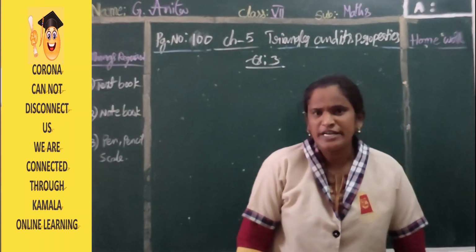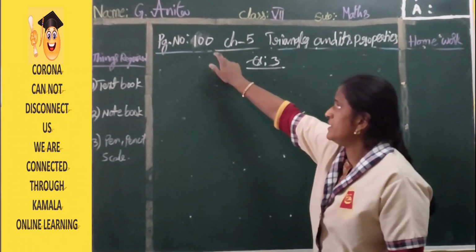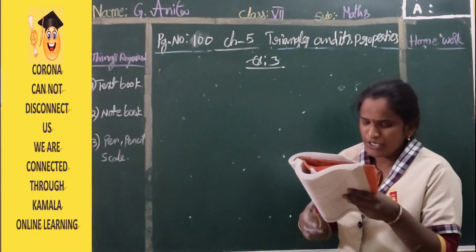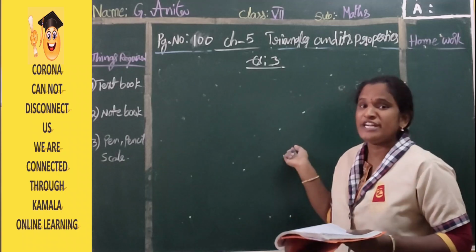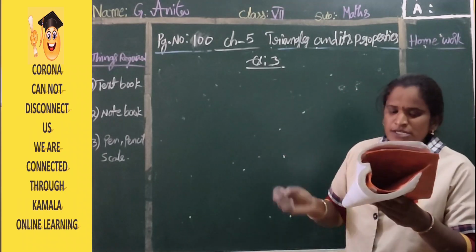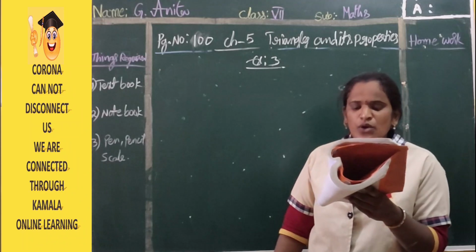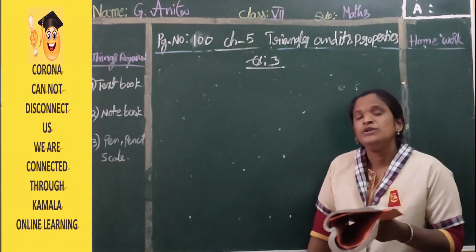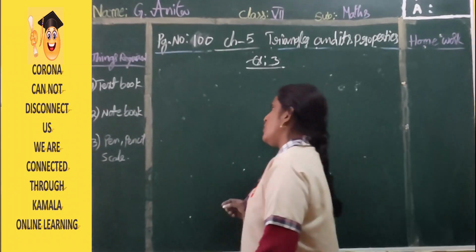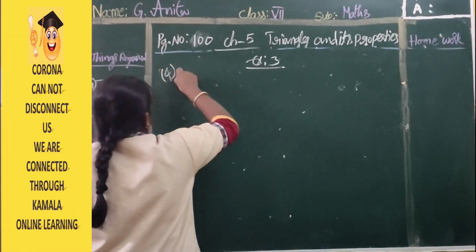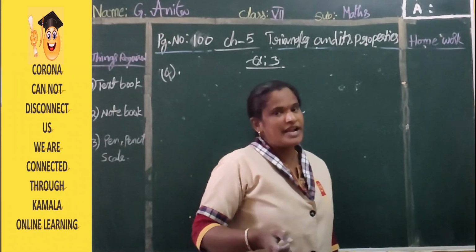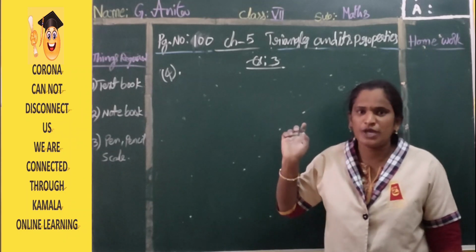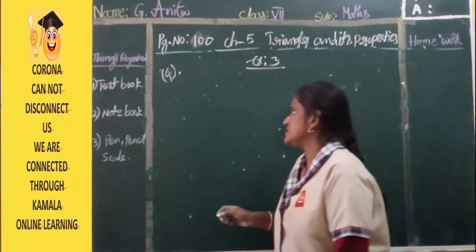Everyone open your textbook, page number 100. Chapter 5, exercise 3, fourth problem, look at your textbook. While I explain on the board, you have to look at the board only. Okay children? In a right angle triangle, one acute angle is 30 degrees. Find the other acute angle. Read the question properly, so you get an idea about what is given and what we need to find.